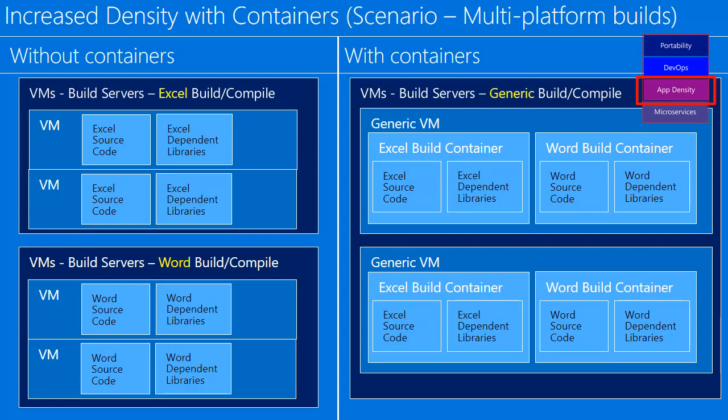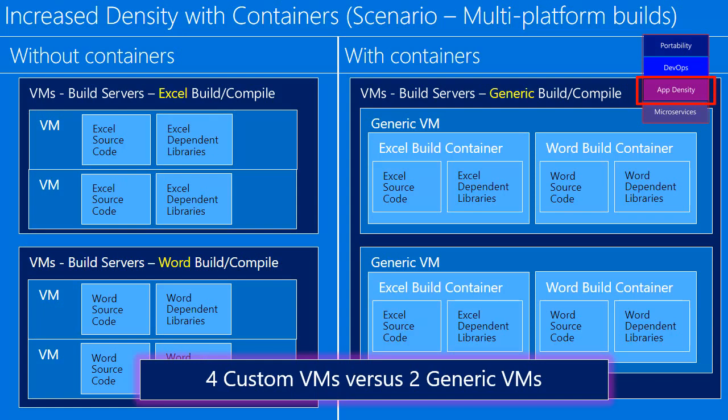In the case of Excel, it's probably a bunch of build servers. It's kind of an overly simplified scenario here, but I think you get the picture that in the world of containers, it makes the build pipeline a lot easier to manage because you can leverage generic VMs. So it probably means that because of this greater density, and I've heard reports of 4 to 8 times more running applications on a single VM than in the traditional non-container virtualized world. So 4 custom VMs versus 2 generic VMs. Quite a big advantage in the world of containerization.